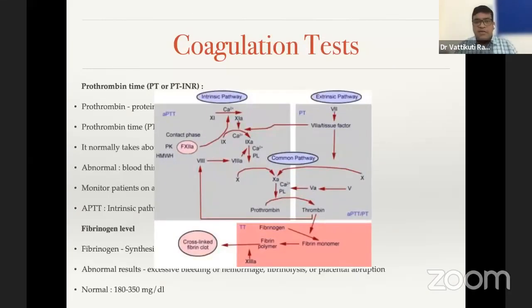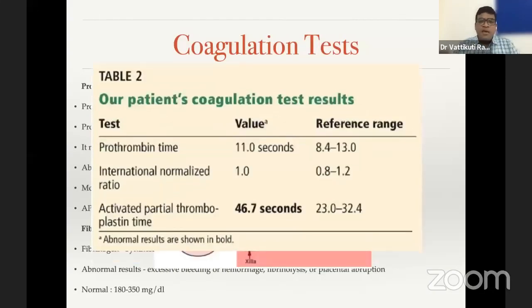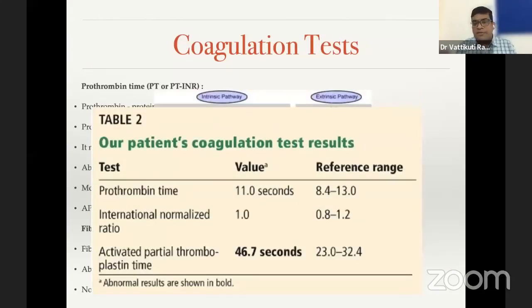This is the intrinsic pathway where you are looking at factors 11, 8, and activation of prothrombin to thrombin. So you're looking at APTT. The other is the extrinsic pathway where factor 7 is activating factor 10 to 10A, then again prothrombin to thrombin. And the thrombin time is basically looking at fibrinogen conversion to fibrin monomer to fibrin polymer. Then these are the normal values. Prothrombin time is normally around 10 to 12 or 10 to 13. The INR ratio, you compare the test to control, normal value is around 0.8 to 1.2, and activated partial thromboplastin time is normally between 23 to 32.